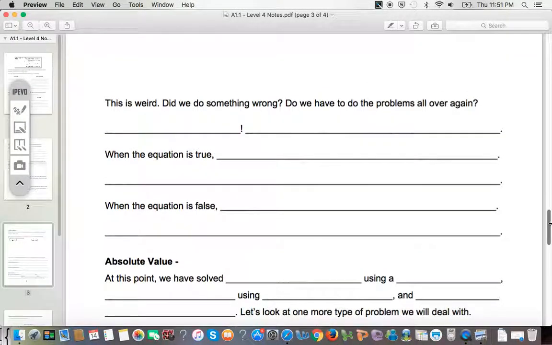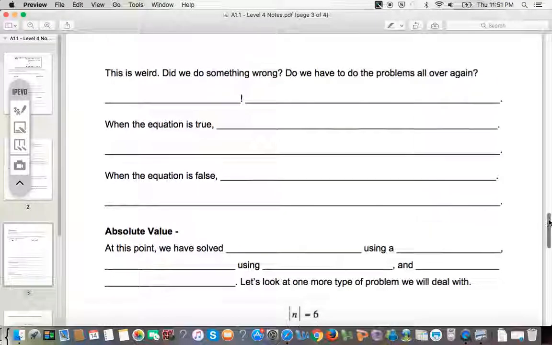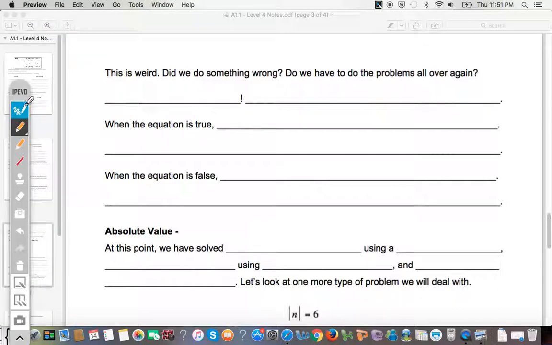So that's kind of weird. So did we do something wrong? Do we have to do these problems all over again? What's the deal? So I can answer that. No, we don't. This will happen on occasion.